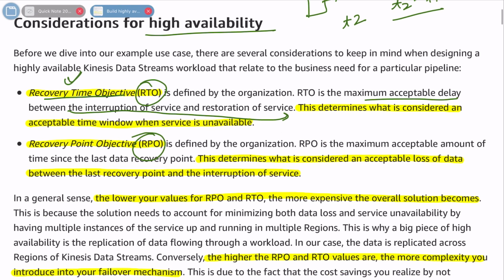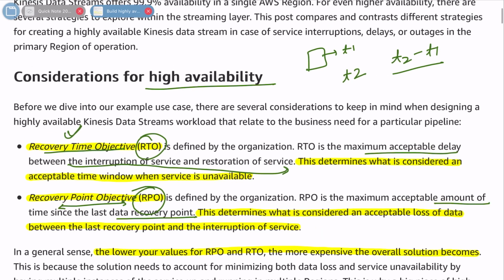And if we talk about recovery point objective, this is in concern to, do you have the ability to lose any data? Okay, so RPO is the maximum acceptable amount of time since the last data recovery point. So this determines what is considered an acceptable loss of data between the last recovery point and interruption of service. So in this similar time, T2 minus T1, what is the amount of data that you can lose, and if you lose it, are you okay with it?